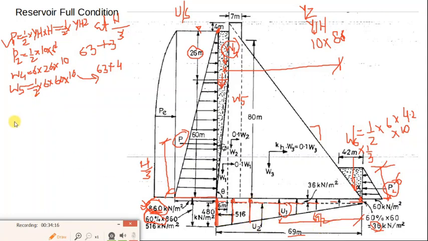And how to calculate U2? This is equal to half into 516 minus 36, multiplied by 69, which will give you U2, and the lever arm is 2/3 of 69. This is the lever arm, 2/3 of 69.